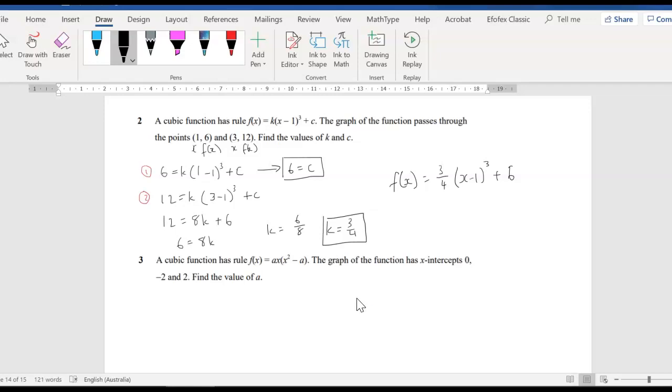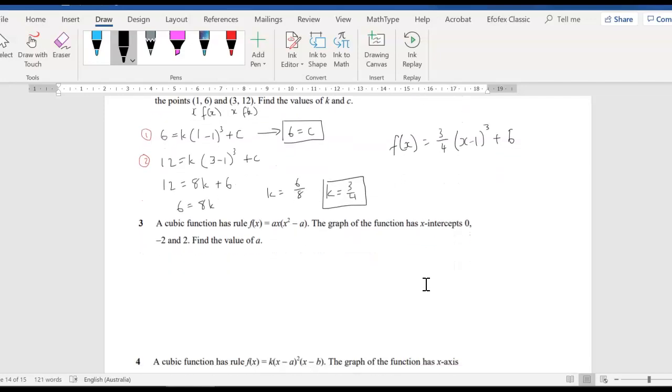So I'm just substituting the value of K and C back into the expression. You don't have to, but it's just a good habit to get into, because eventually that's what you're going to be doing. You don't just find the values of K and C, you put them back into the equation.